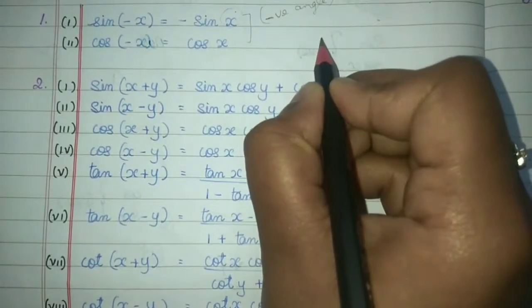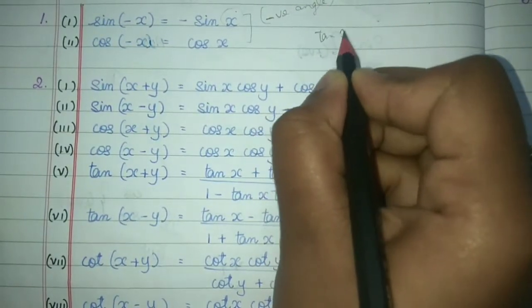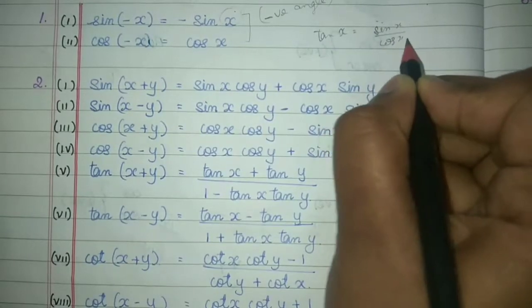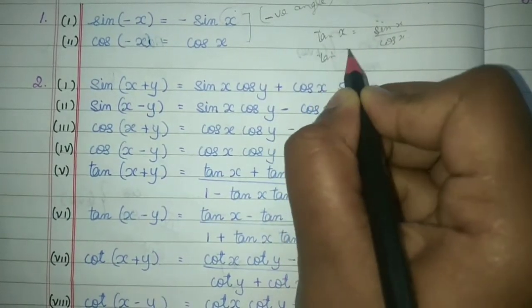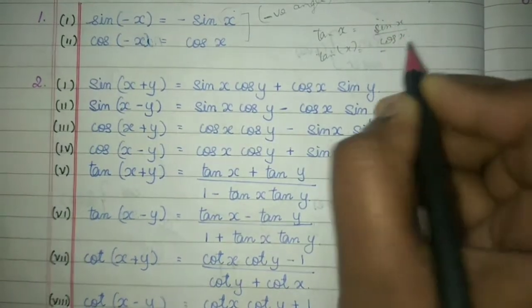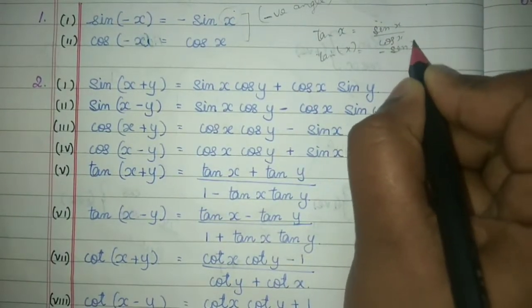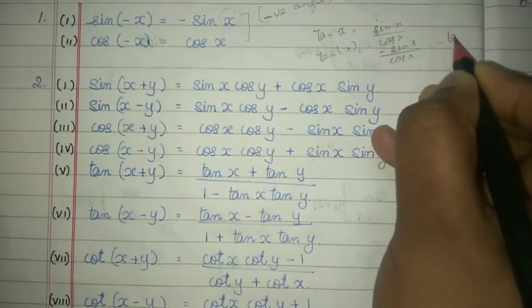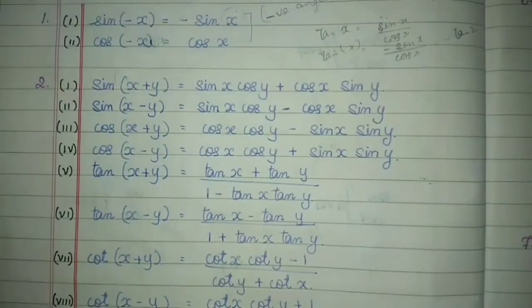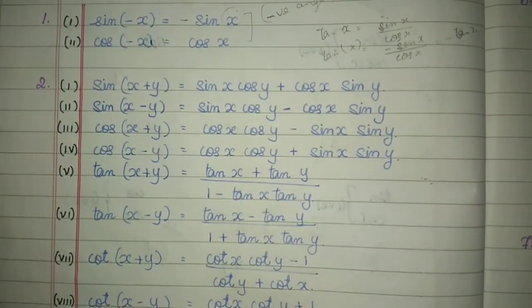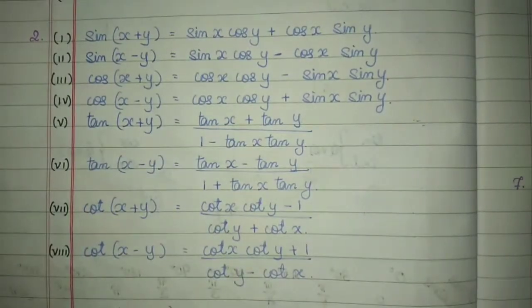And for tan, tan x is equal to sin x by cos x. So if it is tan minus x, then for sin minus x, it is minus sin x, and for cos minus x, it is cos x. So this is minus tan x. For tan minus x also, it is minus tan x. You can just find it like this. So the first part is over and now let us move on to the second part.